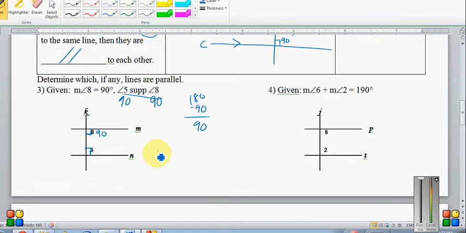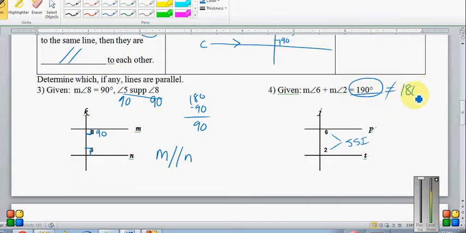We just said that that means that M is parallel to N. If they're perpendicular to the same line, they're parallel to each other. Now we've got the measure of angle 6 plus the measure of angle 2 equals 190 degrees. Well, these are same side interior angles, so if these two lines P and T are parallel, these same side interior angles would have to add up to 180, not 190.